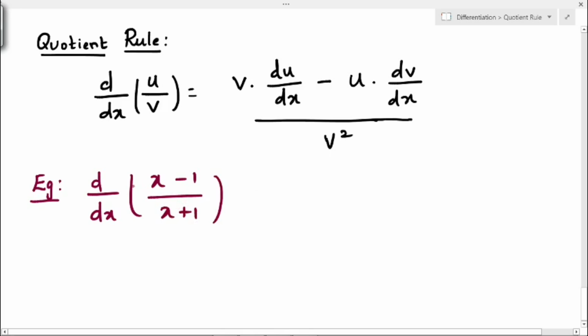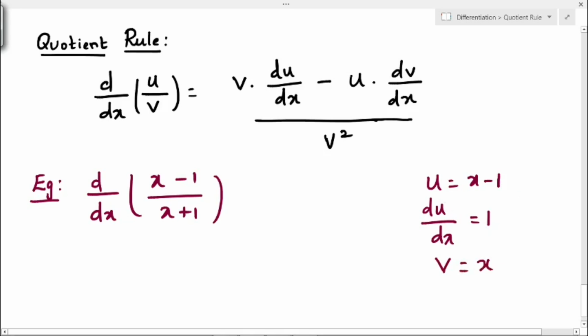So the first example is d by dx of (x minus 1) divided by (x plus 1). So assume the numerator term, that is x minus 1, as u, and the denominator term, that is x plus 1, as v. So the u term is x minus 1, and if you differentiate this, du by dx is nothing but the differential of x, which is 1, minus the differential of a constant, which is 0. So du by dx is 1.